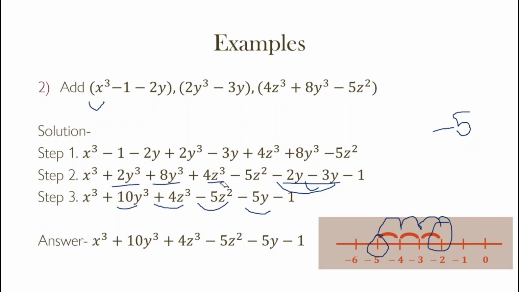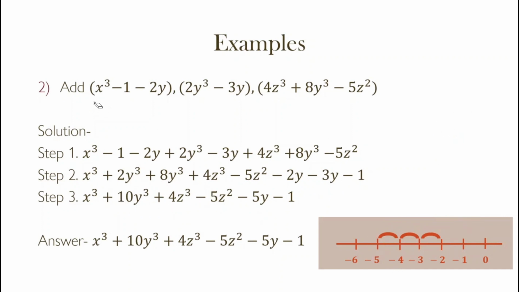Whenever there are two terms having the same sign, it can be negative, it can be positive, both the terms having negative sign or both the terms having positive sign, we always add them, and in the answer we write the sign of the bigger number. Right? So that's how we get the answer, which is x cube plus 10y cube plus 4z cube minus 5z square minus 5y minus 1. I hope it's clear.